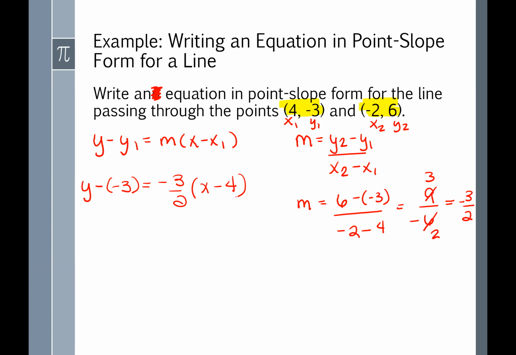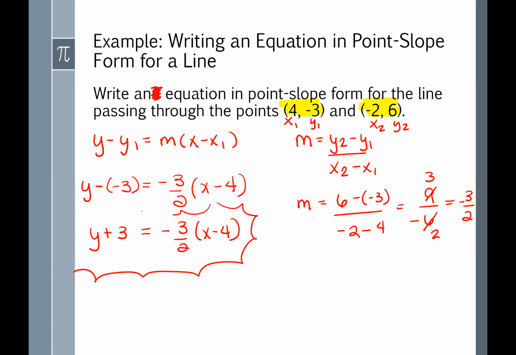So do I have everything plugged in there correctly? I think so. Change that minus to a plus, and I am done. That's all I need to do. This is point slope form. I don't need to go any farther. I don't need to remove the parentheses. I'm done.